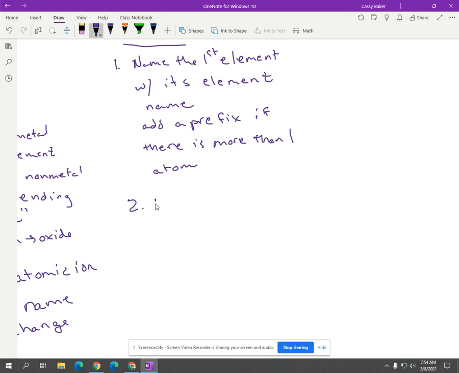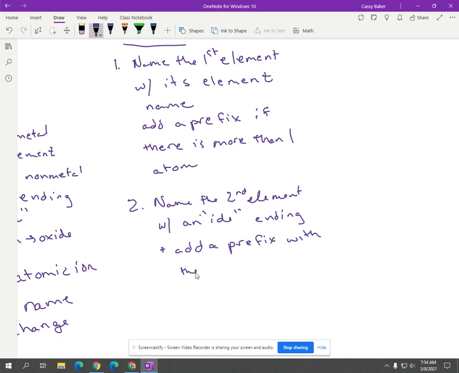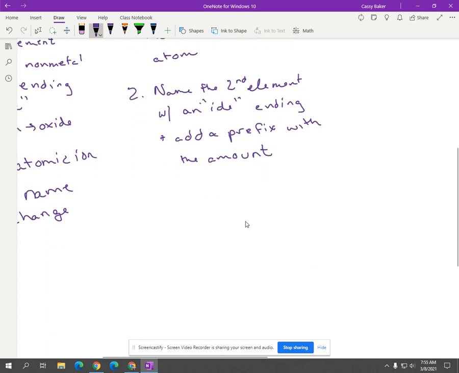So the second part, name the second element. We're going to use the same rules as before with an IDE ending, and we're going to add a prefix with the amount. Now on the second one, you do go ahead and put mono if there's only one. So let me write down all these prefixes for you. So 1 is mono. Most of them you'll know from math, but some of them are a little different.